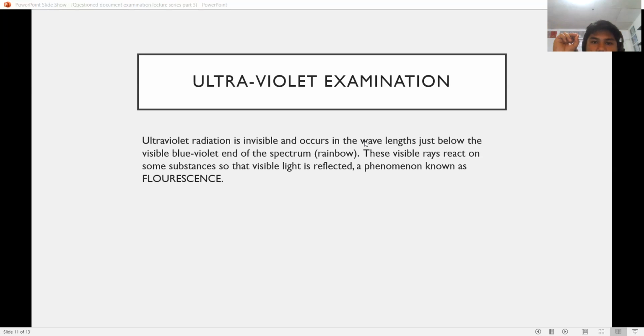Okay? When you put UV light on counterfeited bills, if the bill is original or genuine, the security features will light up. But if nothing reflects, nothing lights up, that means that you have a counterfeited bill, or that the bill is counterfeit.